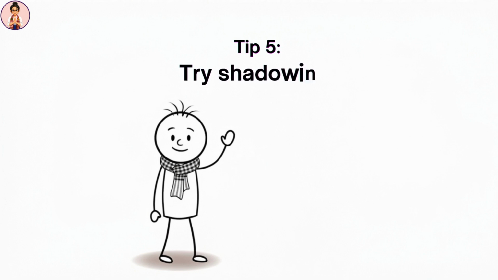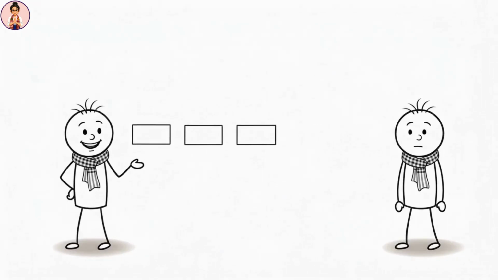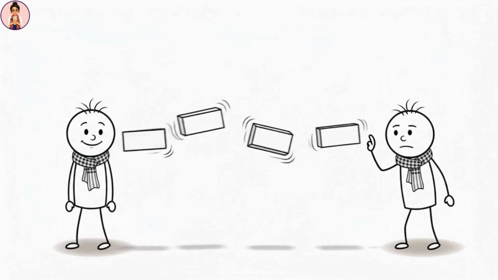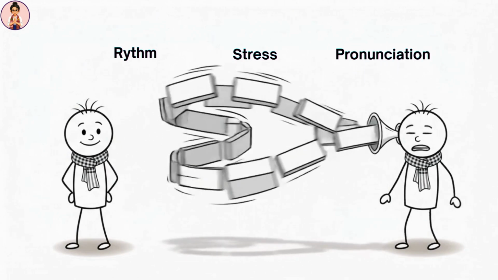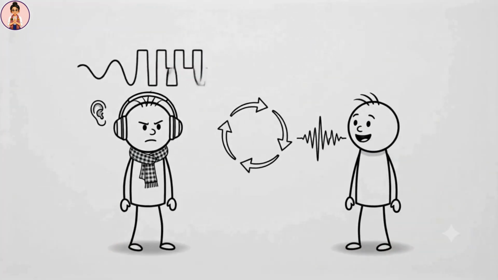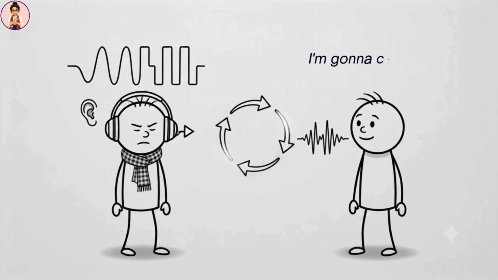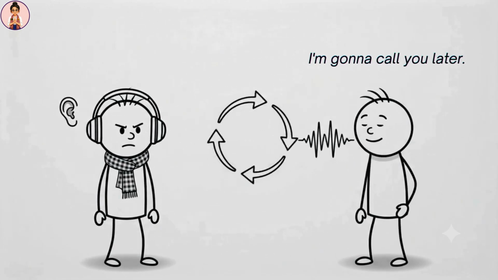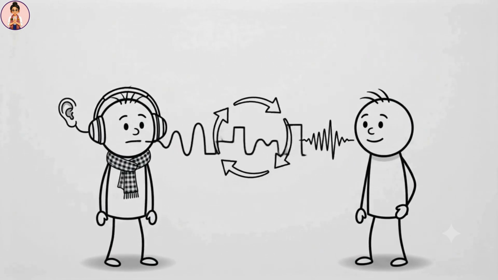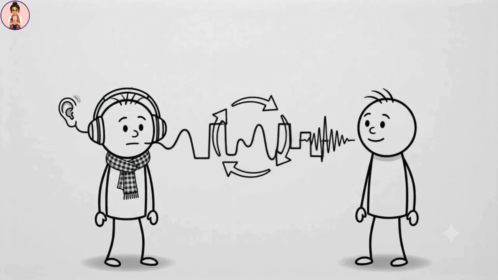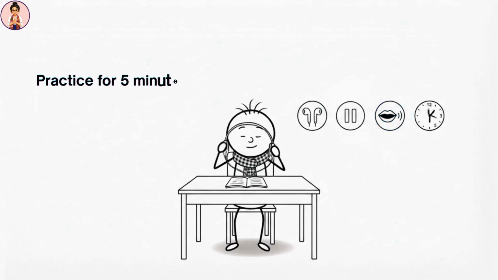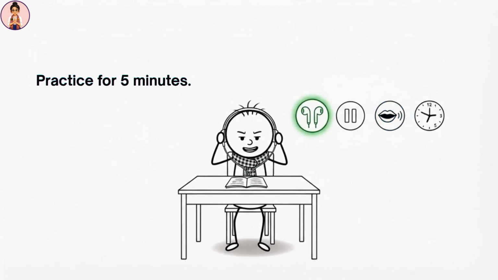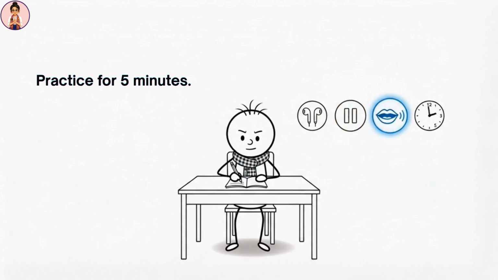Finally, tip number 5. Try shadowing. Shadowing means listening to a sentence, then copying the speaker. Don't copy only the words. Copy the rhythm, the stress, and the pronunciation. For example, what are you doing? Now you say it. Or, I'm gonna call you later. Now you try. You don't need to sound perfect. The goal is to train your ears and your mouth together. Practice for just 5 minutes a day. Start with easy English. Then slowly move to faster, more natural English.